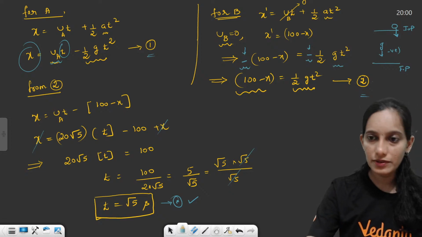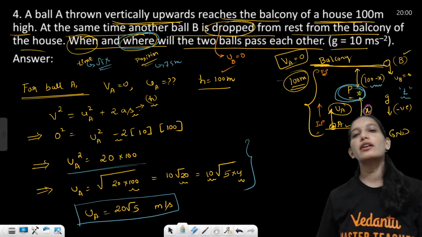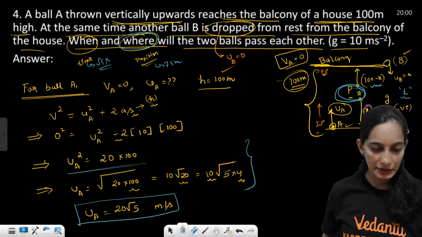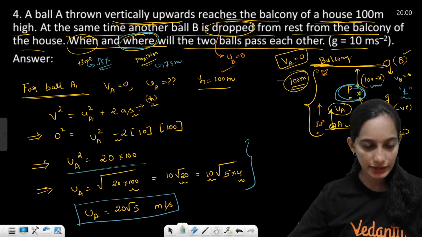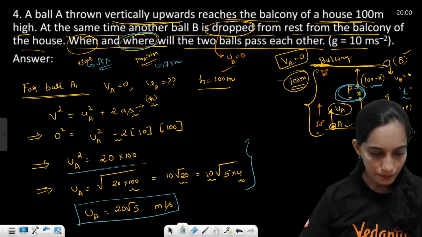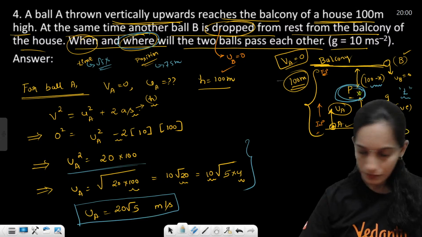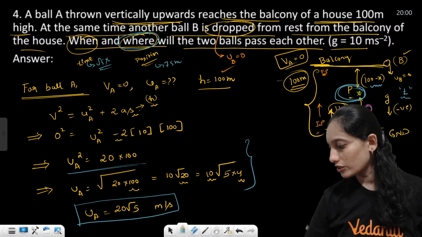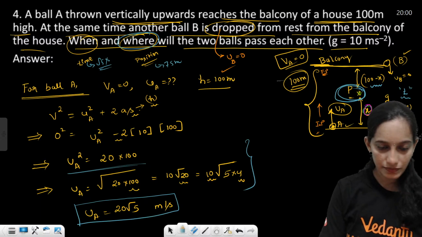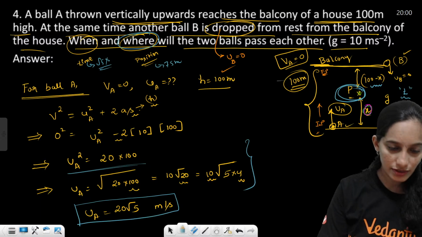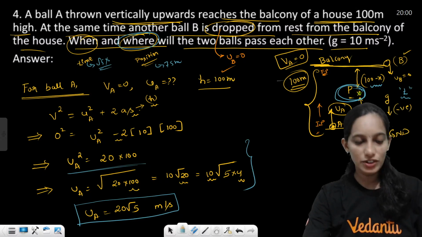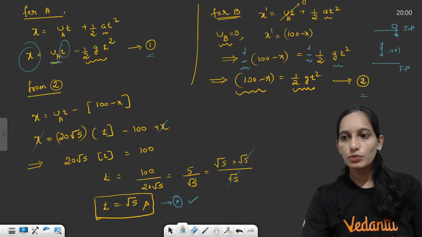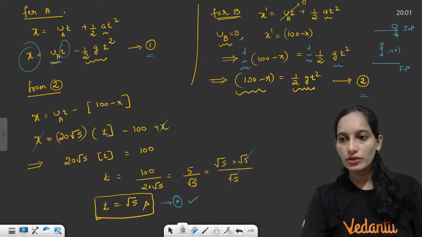Any doubts? So this can be a probable 5 marks numerical. Okay. Anything you want to ask? Or shall we just go ahead by assuming that you got everything here? I'll choose to be optimistic. So I'll assume that you understood everything in this. So moving on to the next question.